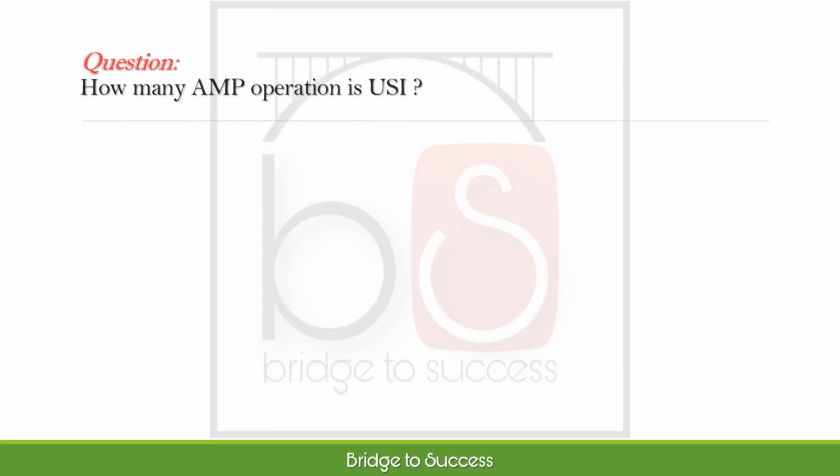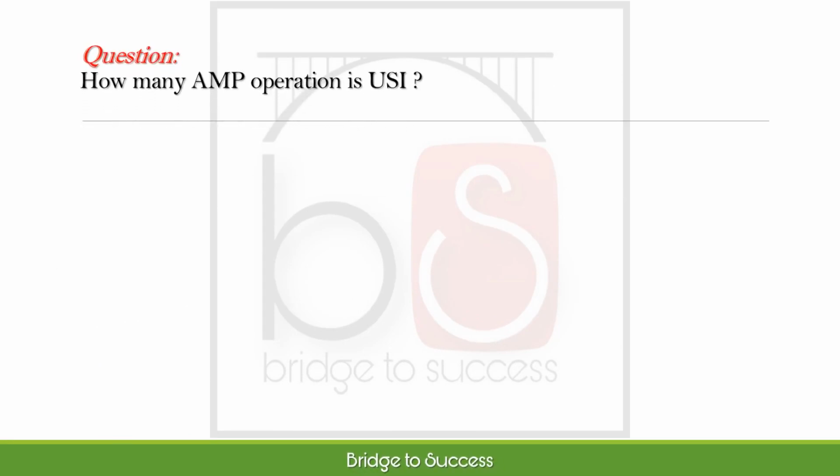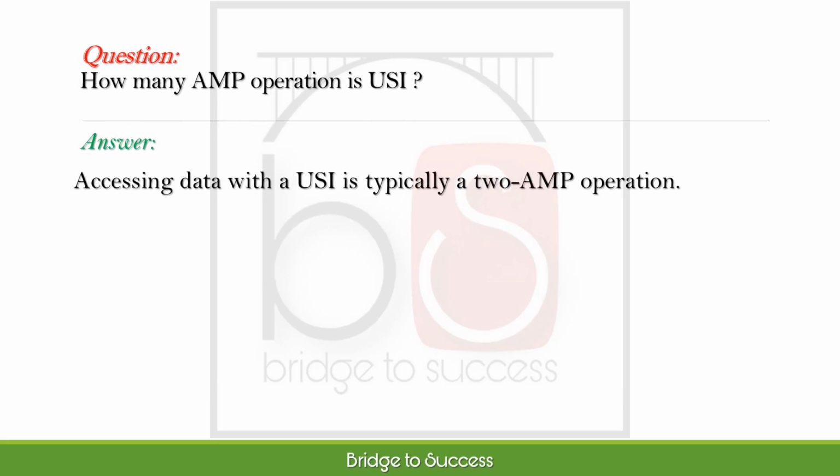How many AMP operation is unique SI? Accessing data with a USI is typically a 2 AMP operation.